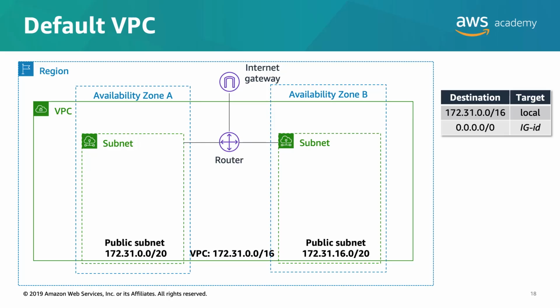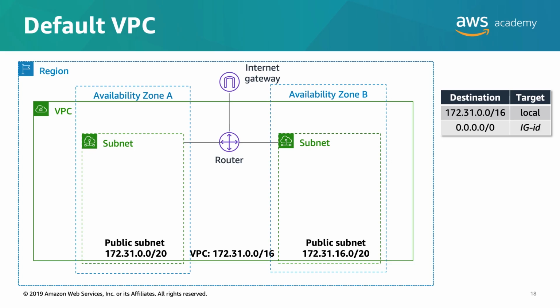When you create an AWS account, AWS automatically creates a default VPC for you with a CIDR block of 172.31.0.0/16. This provides up to 65,536 private IPv4 addresses between 172.31.0.0 and 172.31.255.255. This default VPC enables you to start using VPC features immediately.